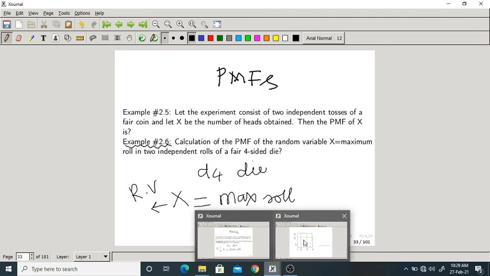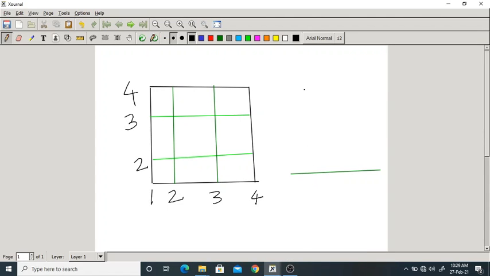This is the sample space of the experiment. There are 16 possible outcomes: 1 1, 1 2, 1 3, 1 4, 2 1, 2 2, 2 3, 2 4, 3 1, 3 2, 3 3, 3 4, and so on. X is a maximum, right? What are the possible values of X? Maximum can be 1, it can be 2, it can be 3, and it can be 4 finally.